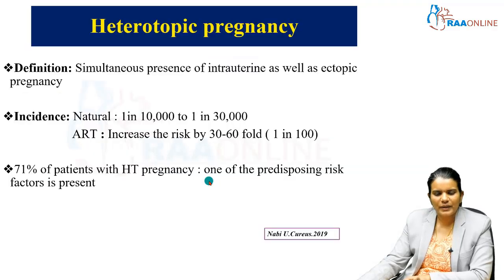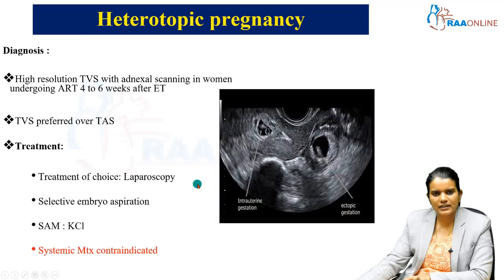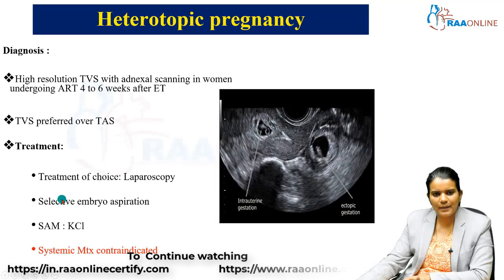Okay. Heterotopic pregnancy is the simultaneous presence of intrauterine as well as ectopic pregnancy. Incidence is 1 in 10,000 to 1 in 30,000. In 71% of patients with heterotopic pregnancy, one of the predisposing risk factors is present, and TVS is preferred over TAS. The treatment of choice is laparoscopy, selective embryo aspiration, surgically assisted medical management. KCl is used, and systemic methotrexate is contraindicated.